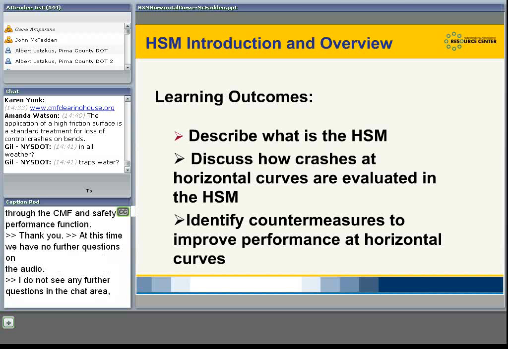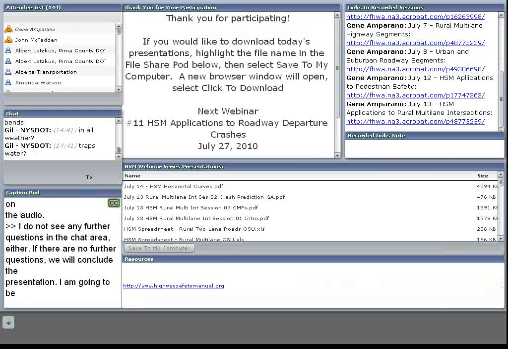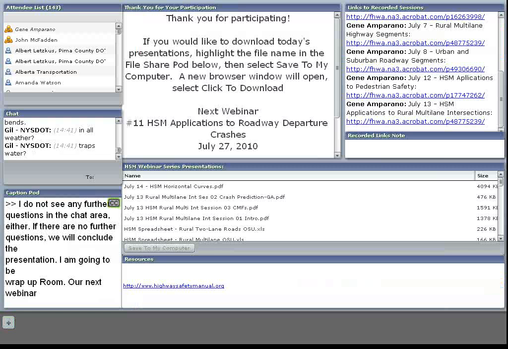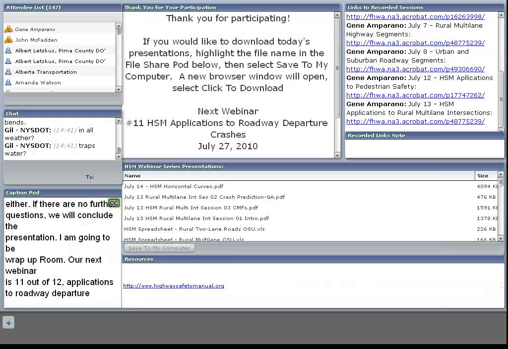Hi, thank you. Now, these CMFs show what you'd expect the difference to be relative to a straight tangent section. So if you're looking at an existing curve and reconstructing and flattening that curve, is it as easy as just comparing your existing condition CMF to the proposed condition CMF, taking the difference, and then using that for an expected change in your crashes, or is there more to it than that?